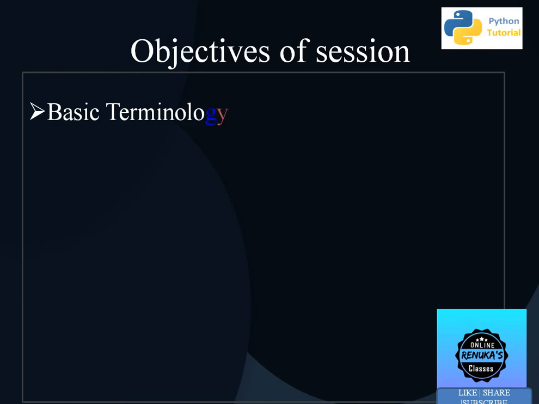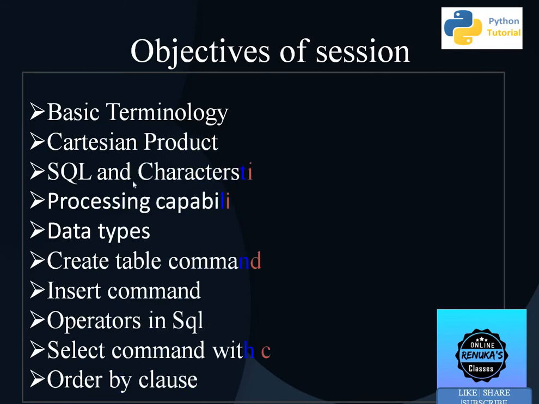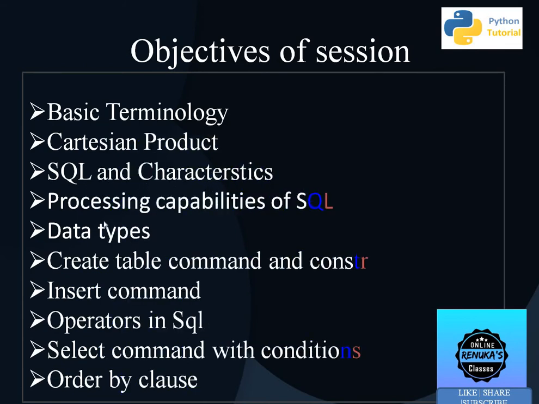Today we are going to discuss database management system, various terminology related to database management system, then Cartesian product, then SQL and its characteristics, processing capabilities of SQL, its data types, then how to use create table command with constraints, insert command, various operators in SQL and their usage, then select command with conditions and order by clause. So these are the various topics which we are going to discuss in this session.